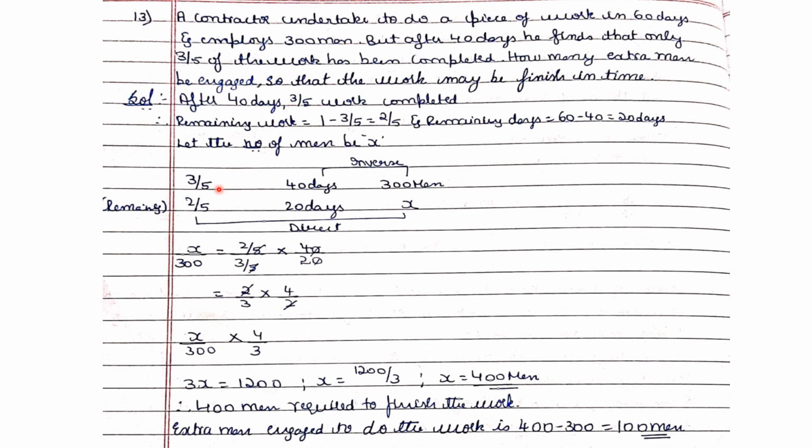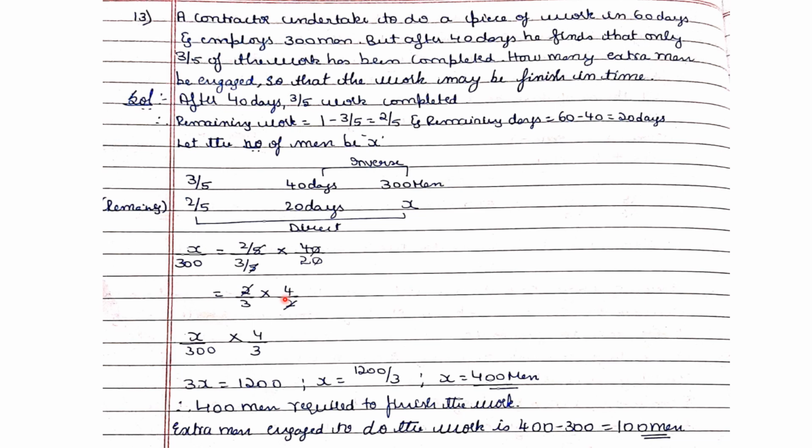If these two values are taken directly as 3/5 divided by 2/5, then 300 by x has to be inversed. Here what we have done is taken 2/5 divided by 3/5 and x divided by 300, and the remaining we take directly as 40 divided by 20. Whenever there is direct proportion, the two things you are comparing directly should both be taken the same way. Only the one factor which comes as inverse should be taken in the opposite manner, that is, in the indirect way.